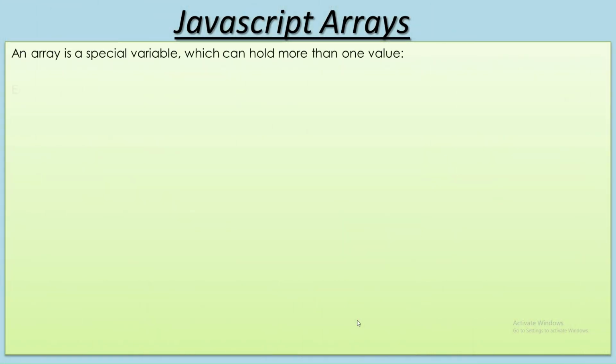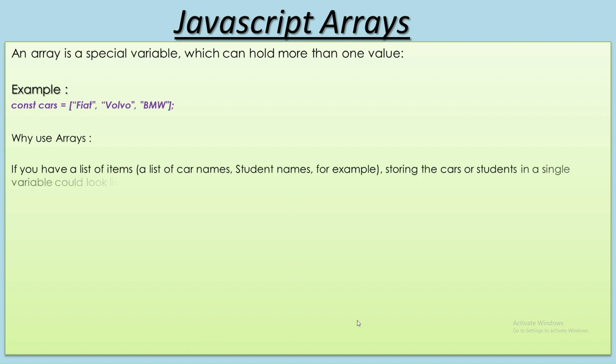JavaScript arrays. An array is a special variable which can hold more than one value. For example, const cars = ["Fiat", "Volvo", "BMW"]. Why do we use arrays? For example, if you have a list of items, say a list of car names or student names, storing these in single variables could look like this: car1 = "Fiat", car2 = "Volkswagen", car3 = "BMW", and so on.